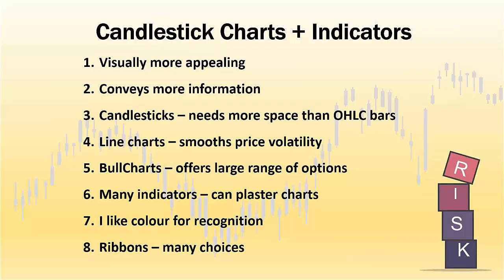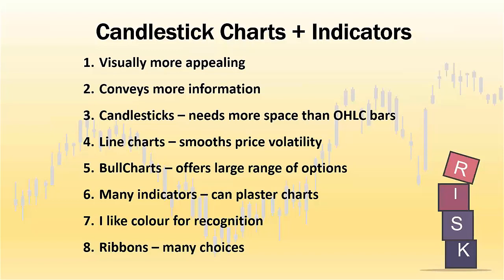To me, they convey more information, but they do need more space than the open, high, low, close bars. Line charts smooth price volatility, and they're often quite good for illustrating trend. And as we all know, Bull Charts offers a large range of options in that area. You can put many indicators on your chart. You can plaster the whole thing so it looks like a bowl of spaghetti.